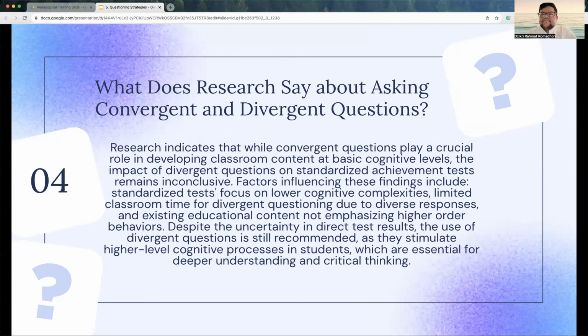And then usually we give the students close-ended or convergent questions inside the classroom, and then during the test, if the students are given divergent questions, they are still not used to how to answer them. So we have to make sure that in our daily teaching activity, we also include this type of question, the divergent.